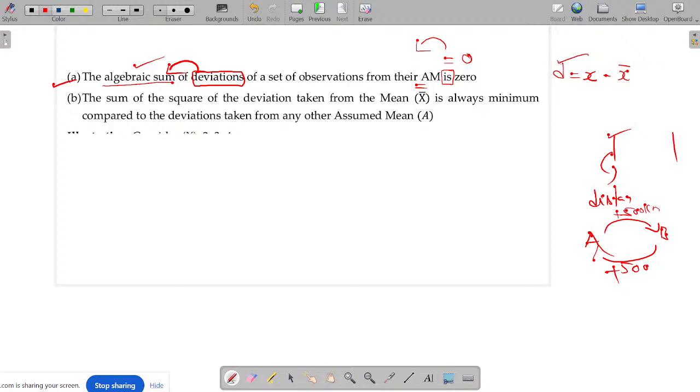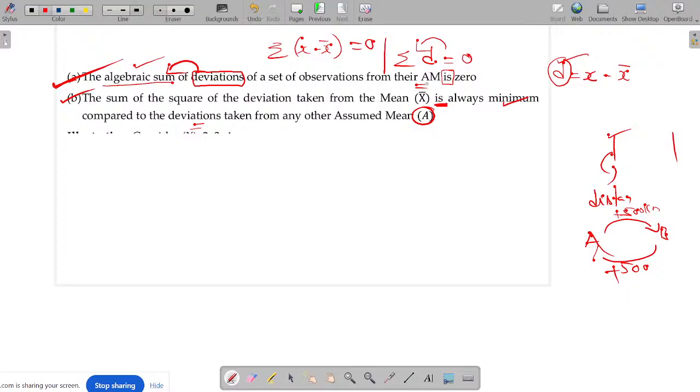So you take all the deviations and add them, which means summation d is equal to 0, or you can write it as summation x minus x bar is equal to 0. Okay, this is the first one. Second one, the sum of the squares of the deviations taken from the mean is always minimum compared to the deviations taken from any other assumed mean A.